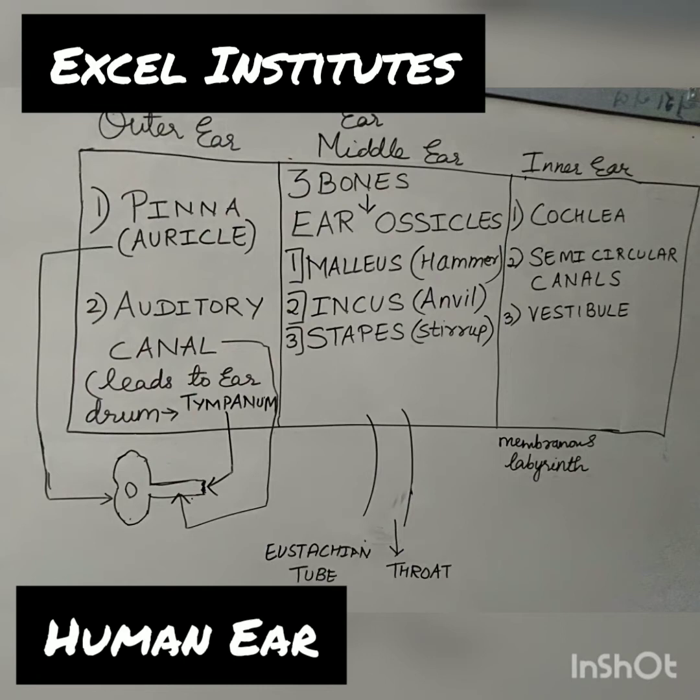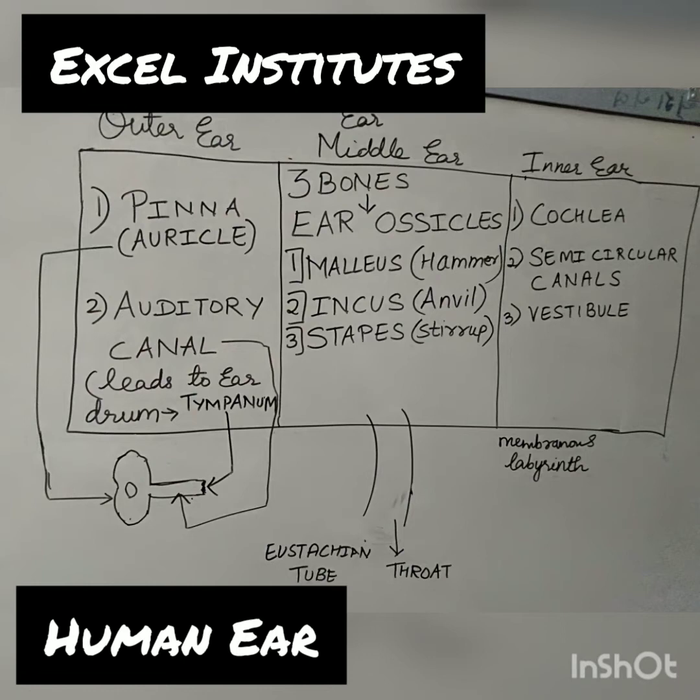Now the middle ear consists of three bones: malleus, incus and stapes, and the most common names of these are hammer, anvil and stirrup. Malleus means hammer, incus means anvil and stapes means stirrup. These three bones are there and these three bones are doing nothing but amplifying the sound wave received.